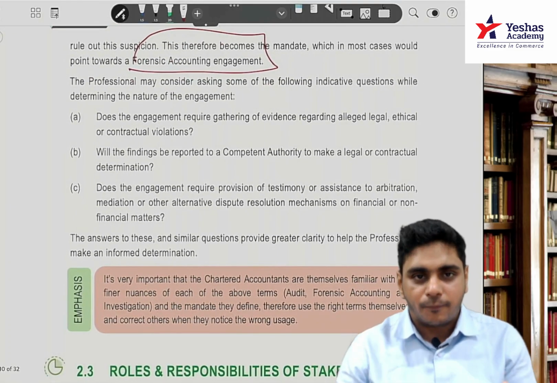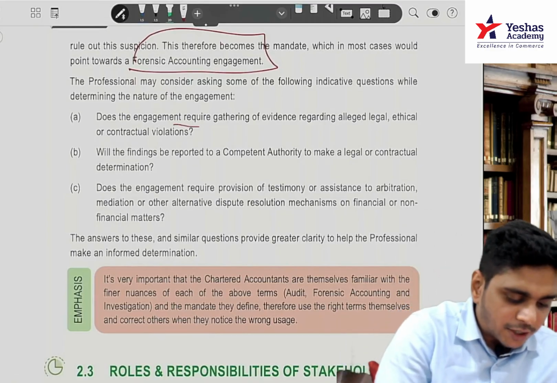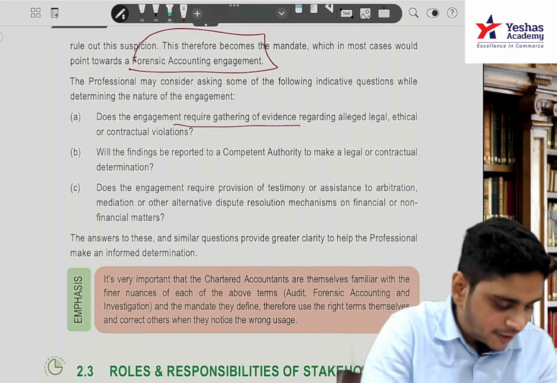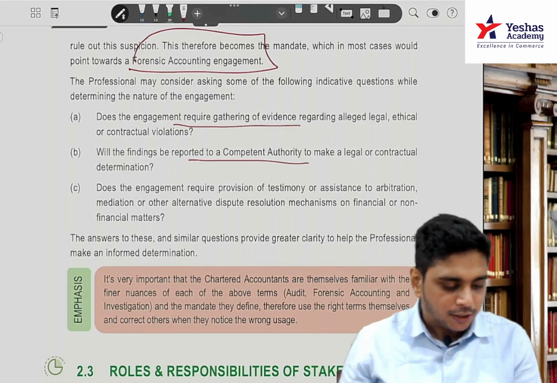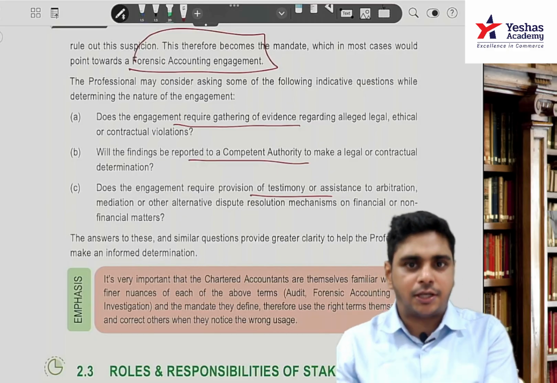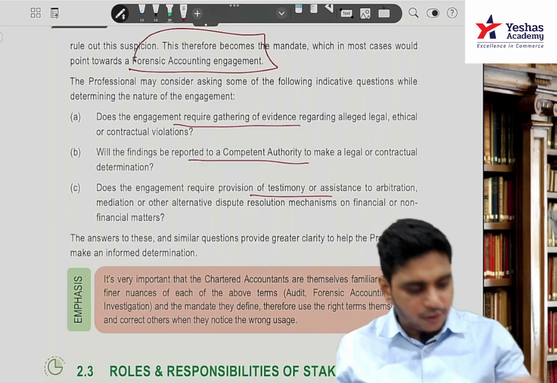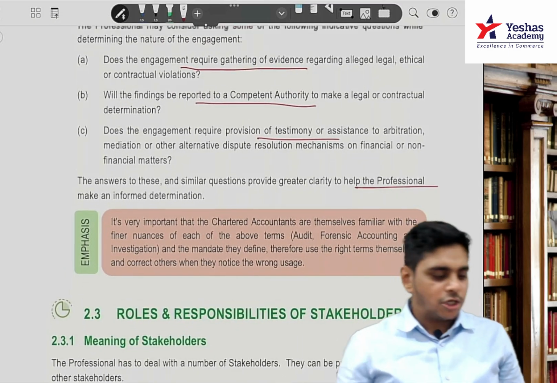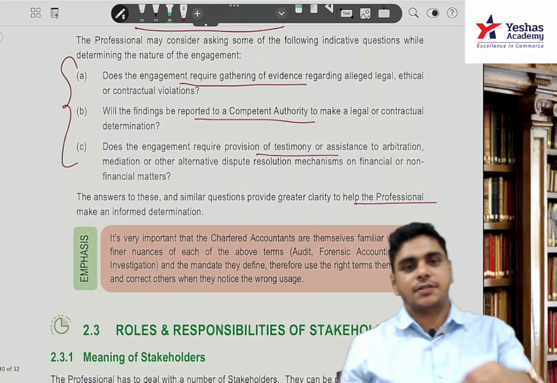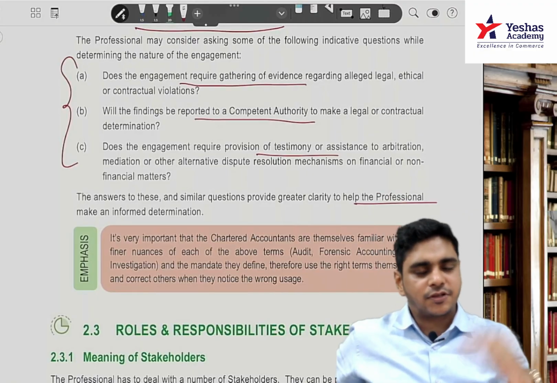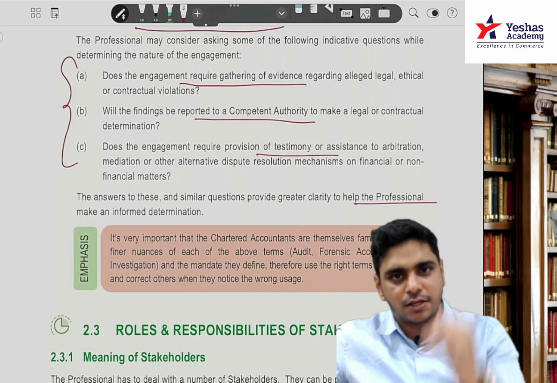Now, the professional should see: does the engagement require gathering of evidence regarding legal, ethical or contractual violation? Will the findings be reported to a competent authority? Does the engagement require provision of any testimony or assistance to arbitration, mediation or any alternative dispute resolution? The answer to this and similar questions will guide the professional. So, he should answer these three questions. This they can ask in the exam to choose the odd man out.